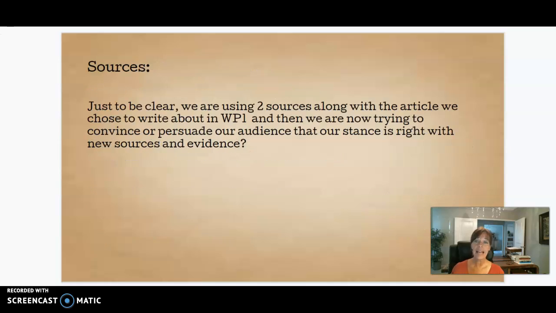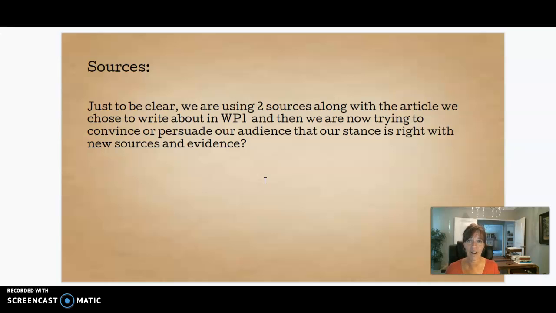So last question right here is, this is kind of back to sources, touches on both of them. And I love this question because I feel like it's asked with a little bit of attitude, which I absolutely love. Because it's kind of like, okay, just to be clear, basically, I think this person is saying, just to be clear, are we doing just the same thing that we did in part one?